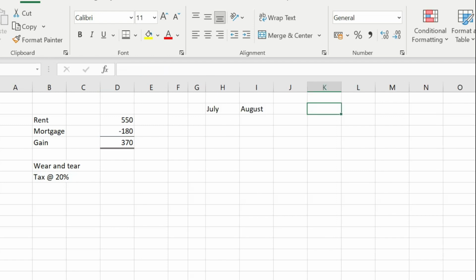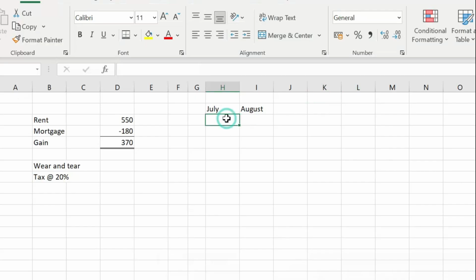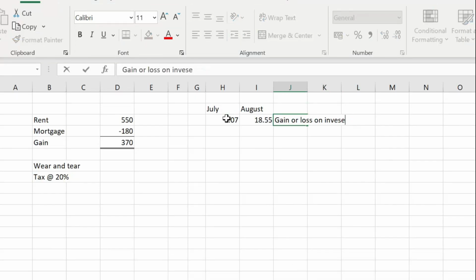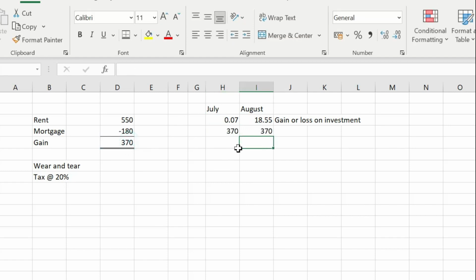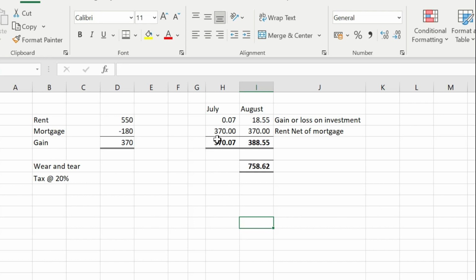So if we have a look at July and August, we can see that we made a loss of 7p in July and a gain of £18.55 in August. And we can see that each month we made £370 in rent, net of mortgage. So overall in July and August, you can see that I made the £370.07 in July and £388.55 in August, which brings the total passive income in July and August to £758.62.